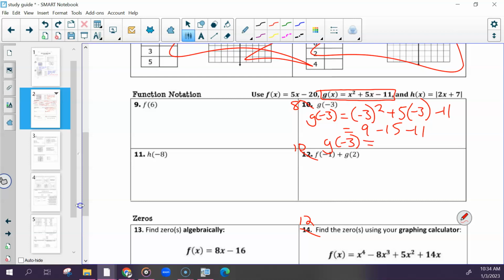Minus 15, negative 6, minus 11. So then your final answer you could write as one of two ways. G of negative 3 equals negative 17, or G of x equals negative 17. Don't have to write both, pick one. Questions on 8 before we go on to 10.